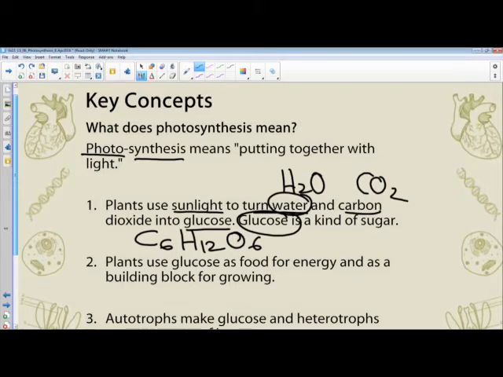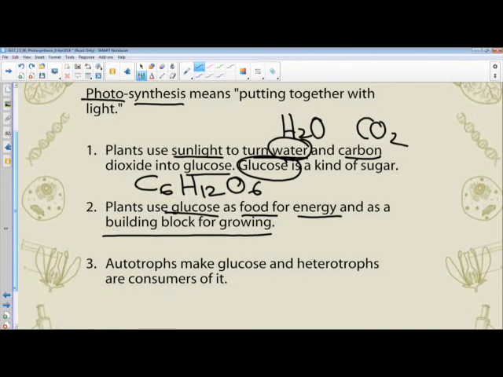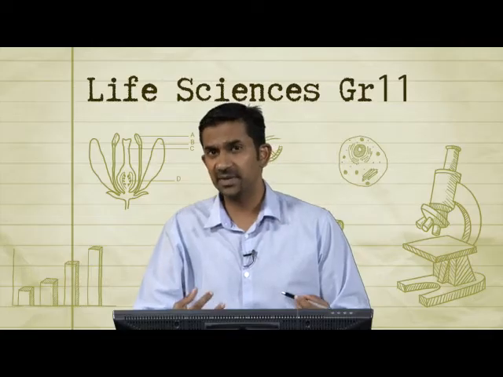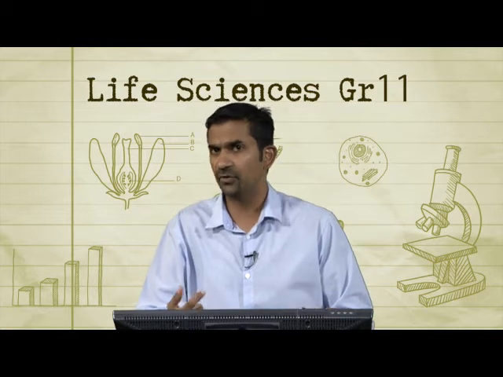It's very important for us to know that plants use glucose as a source of food for energy and as a building block for growing. Hence, plants rely on this glucose for growing. And ultimately, plants make the glucose on which all our heterotrophs rely. And hence, guys, photosynthesis is a fundamentally important process to sustain all forms of life.